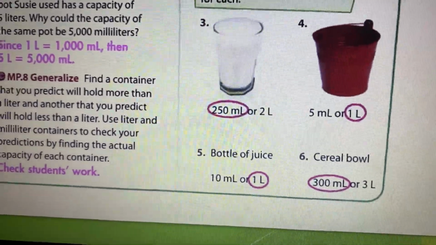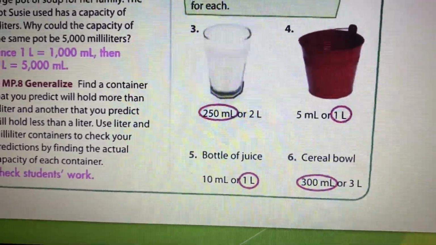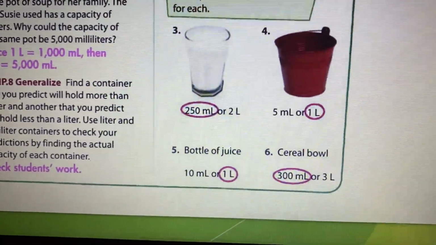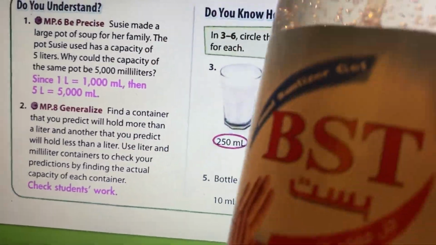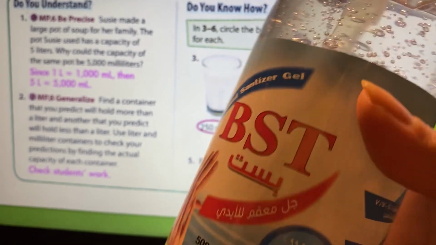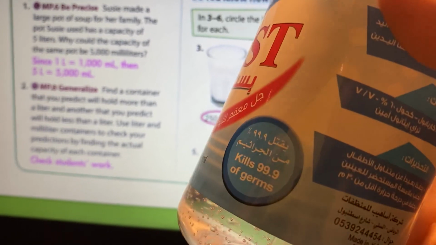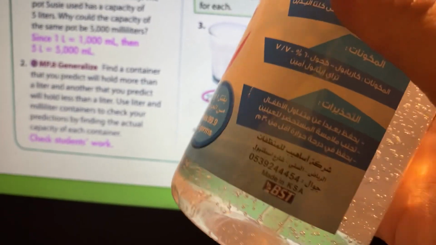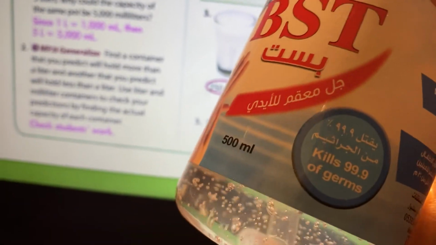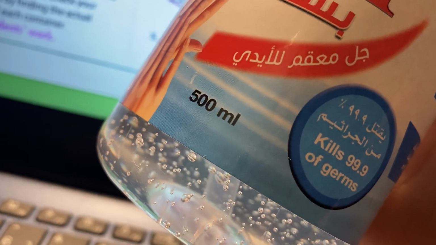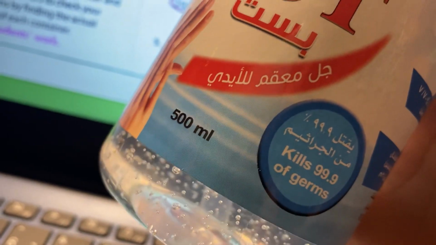Now, dear students, I want to show you things you can find around your house. Take pictures of them and send them to me. I have this hand sanitizer. Now look where I can find the capacity of this bottle. I'm going to look around. Here it is. Look what you can read. It is 500 milliliters. So the capacity of this bottle is 500 milliliters.